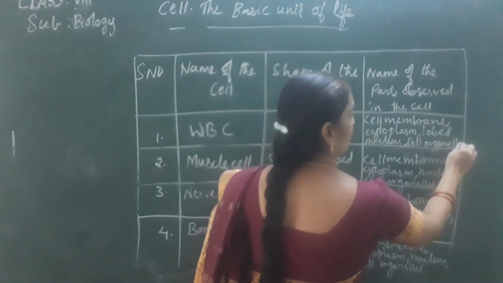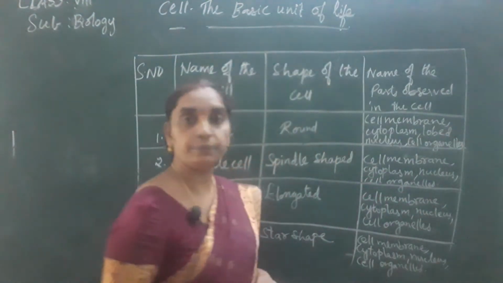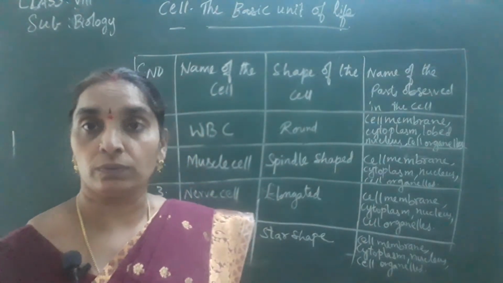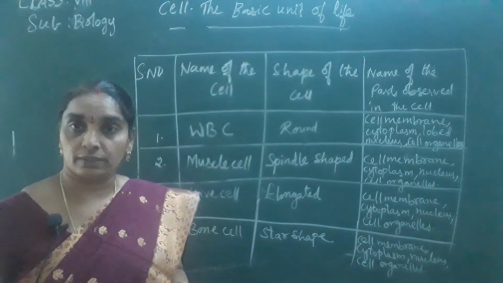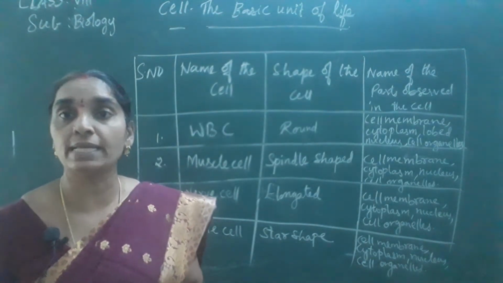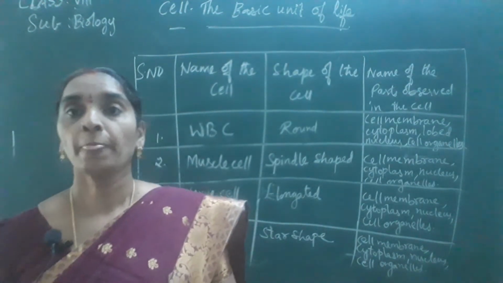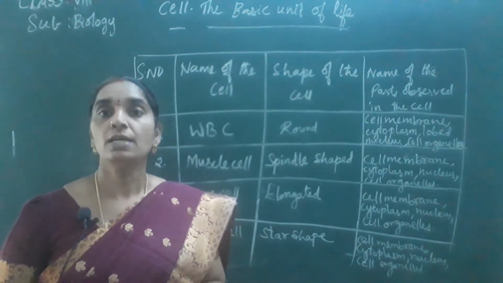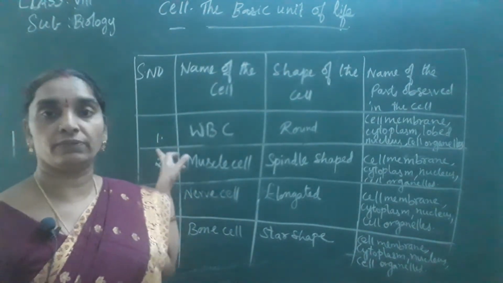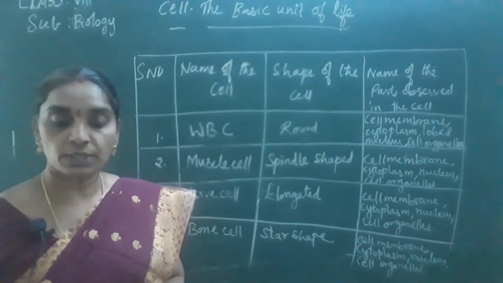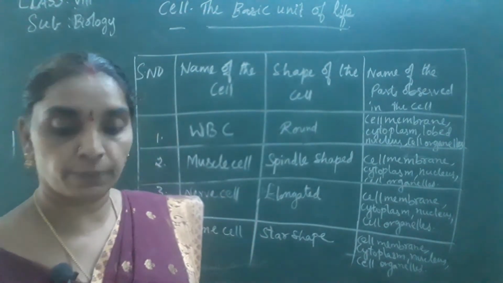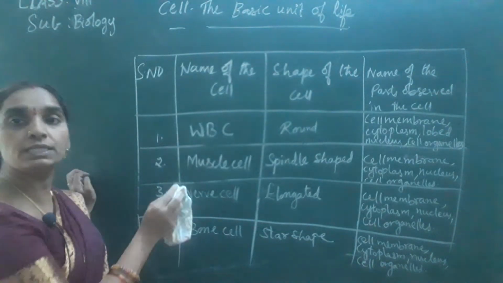White blood corpuscles are necessary to fight against the disease causing germs in our body. Is it clear? So they are very much important for our body to fight against the disease causing germs. So this is about the different types of cells present in our body that we have learned so far.